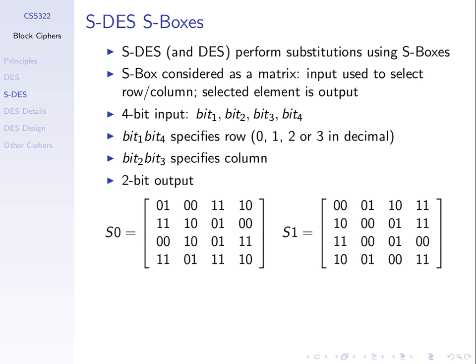Row 0, remember 0, 1, 2, 3. Row 0, column 3 here. Column 0, 1, 2, 3. The output of the bits 1, 0. If this is the input to S0, the output is this element here. Row 0, column 3. That's how we use the S boxes. We use the input to look up the element based on the row and the column.